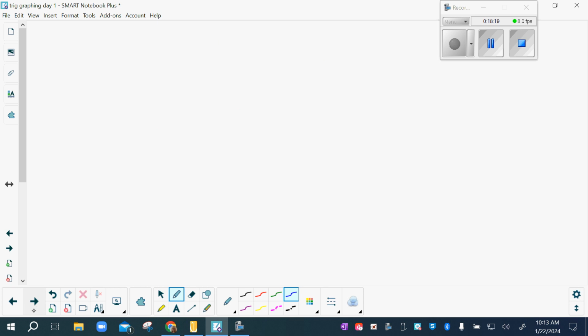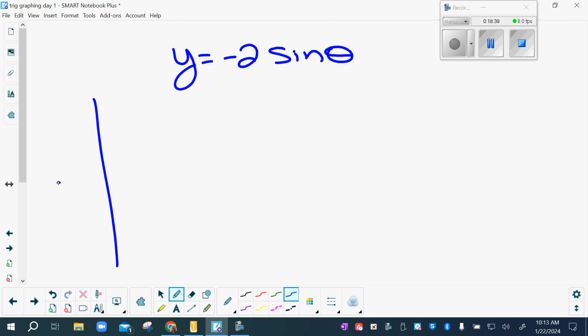Okay, now, what if we have y equals -2 sine theta? Do you remember in our very beginning problems, positive ones went up? What did negative ones do? They flipped upside down. So let's watch what this is going to do.